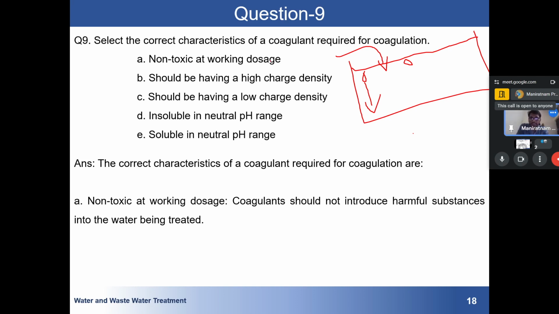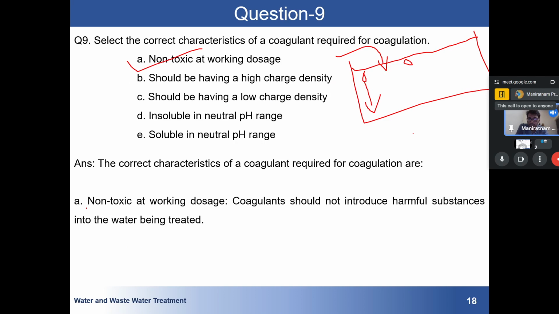So there are different characteristics. The first is non-toxic at working dosage. Obviously, your coagulant should be non-toxic, because if you are treating something and it is causing secondary pollution while you are providing it for drinking, you are just causing more harm to that person. If I'm using alum in a very high amount, that alum will cause some neurotoxin disease, so this treatment method is not good. So correct, it should be non-toxic at working dosage. Okay. Should have high charge density.